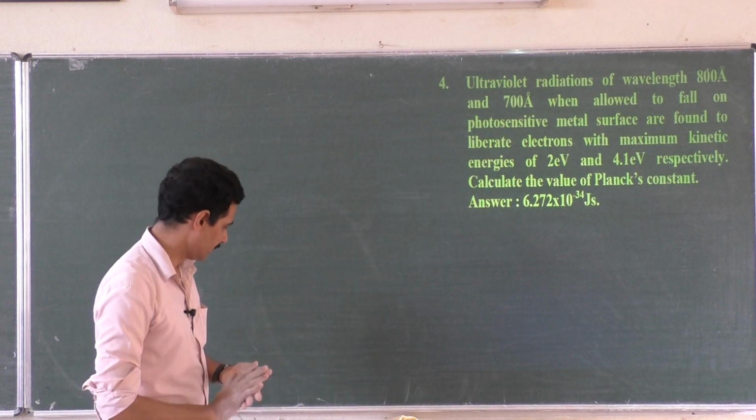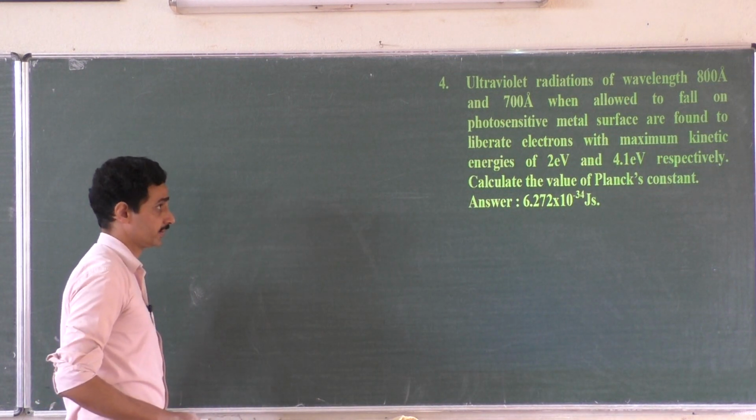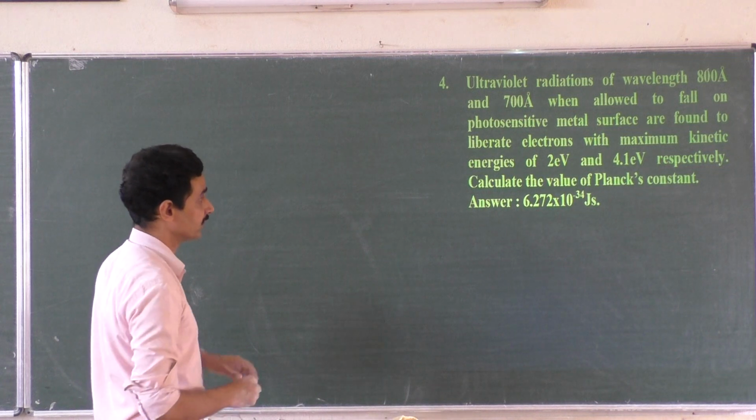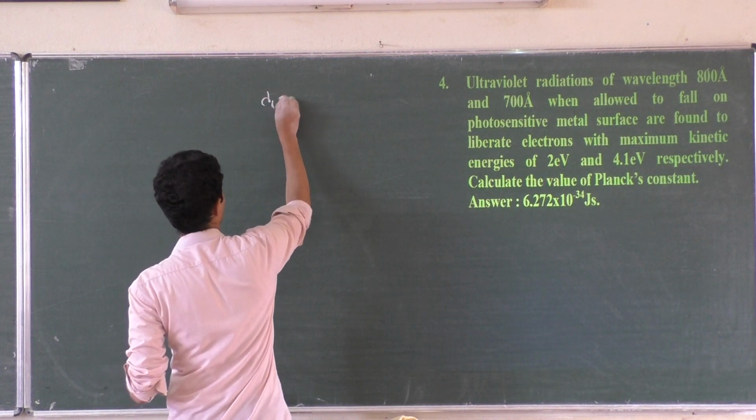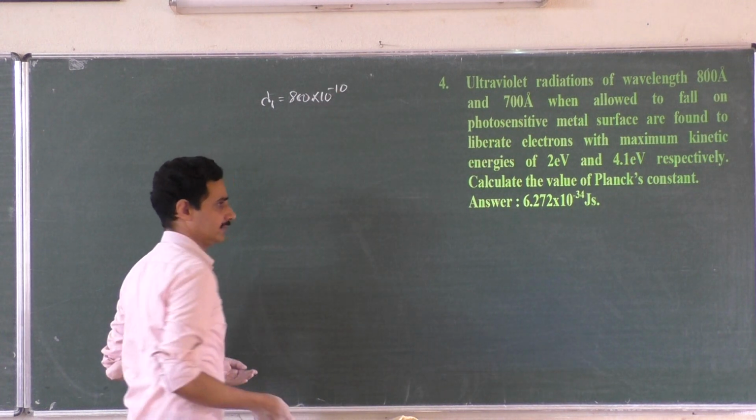Now go to the problem. Ultraviolet radiations of wavelengths 800 angstroms, 700 angstroms. I'll write it. Lambda 1, 800 angstroms, into 10 to the power minus 10 meters per angstrom.